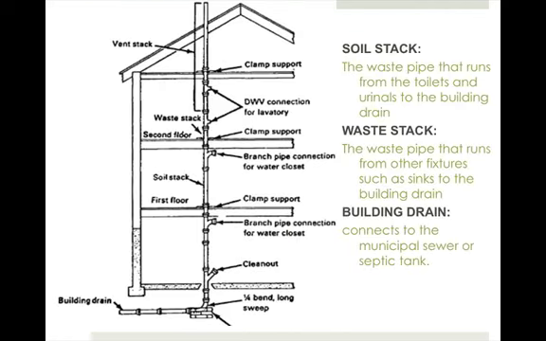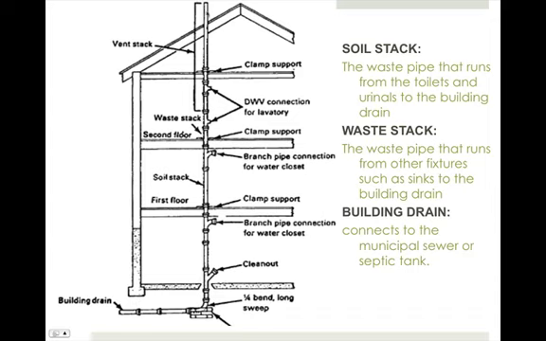Here's a great diagram of a building's drain, waste, and vent system. Now the soil stack is the waste pipe that runs from the toilets to the building drain. The waste stack is the pipe that runs from the other fixtures like the sinks and the showers to the building drain. And then the building drain connects to the municipal sewer or the septic tank. So here you can see this is the building drain, the waste stack coming from the sinks, the soil stacks coming from the toilets, and then it heads down here, all using gravity, to the outside.